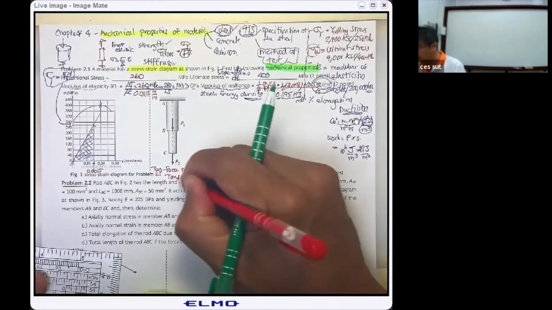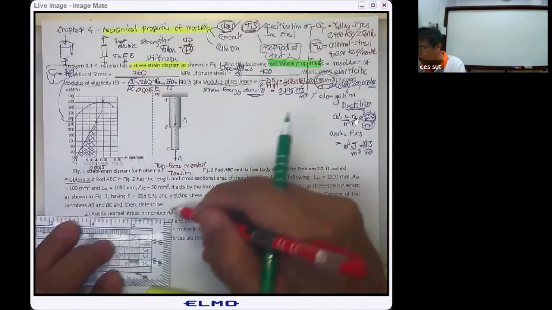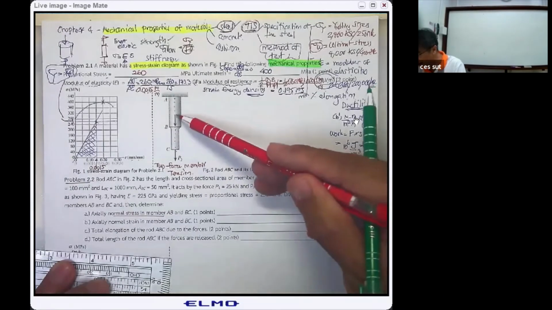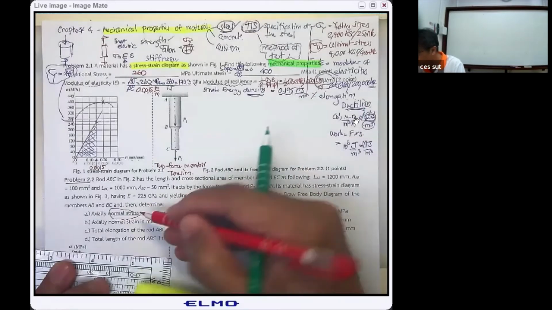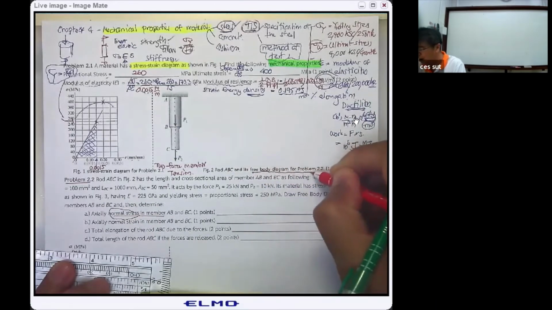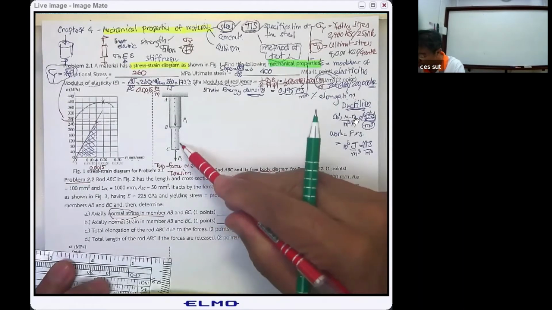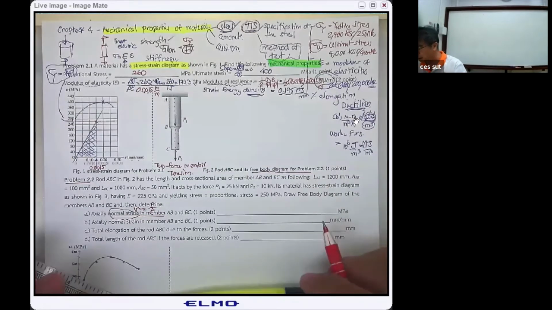Based on this, we can determine the normal stress that will occur in the segment BC and the segment AB. Before you can determine the normal stress, you have to draw the free body diagram of the structural member, and later you will determine the internal force. When you get the internal force, you will get the normal stress equal to internal force divided by the area. Anyway, let me take a look at this.